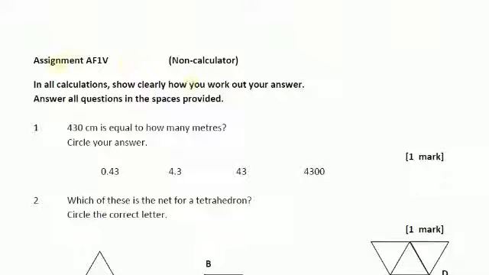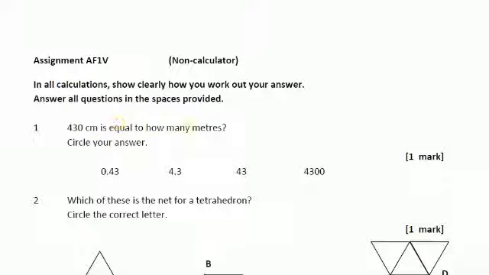So, assignment AF1V, non-calculator. In all calculations, show clearly how you work out your answer. Answer all questions in the spaces provided. Number 1 says that 430 centimeters is equal to how many meters?